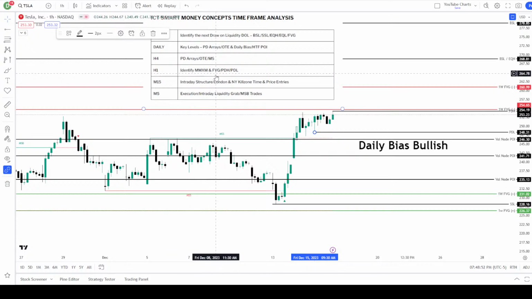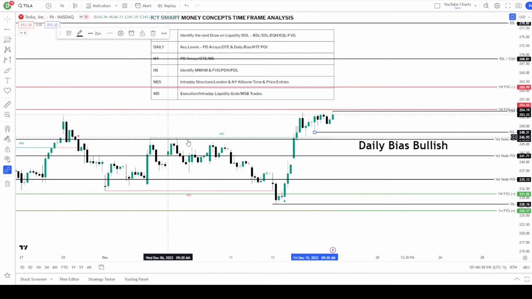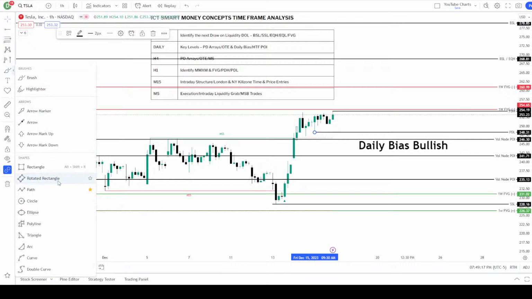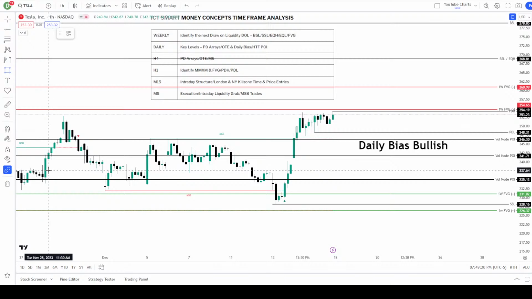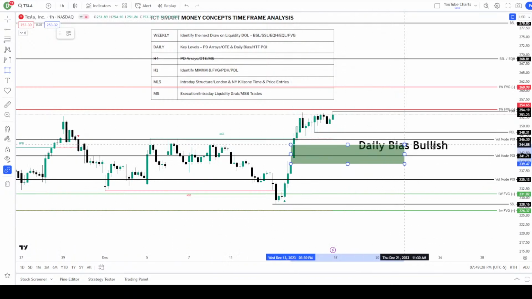Now we're going to look at fair value gap as well on the 1 hour time frame. So on the 1 hour time frame, there's all kinds of fair value gaps. But what we want to look at specifically is the fair value gaps that happen during a market structure shift. So you can see on the 1 hour time frame, we have a market structure shift here, and we have a fair value gap right here that was laid in the candle that gave us the market structure shift.